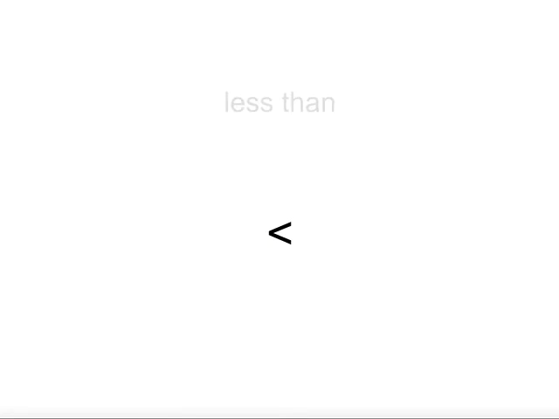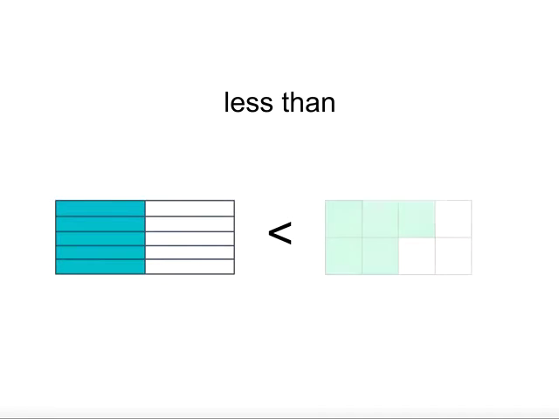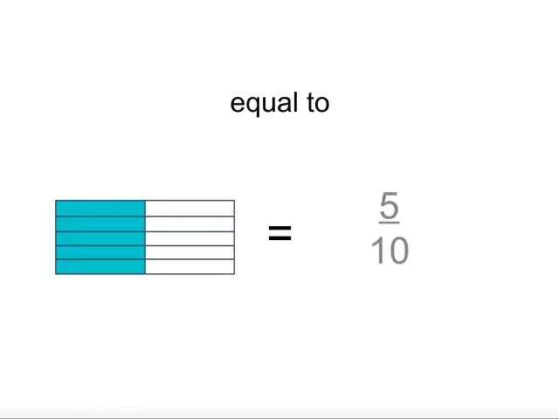This one is less than. So we can think about 5/10 is less than 5/8. Remember, the arrow points to the smaller value. We also have equal to. We use this when both values in the statement are the same. So 5/10 as a diagram is equal to 5/10 as a symbol.